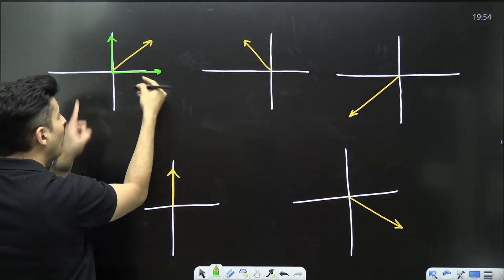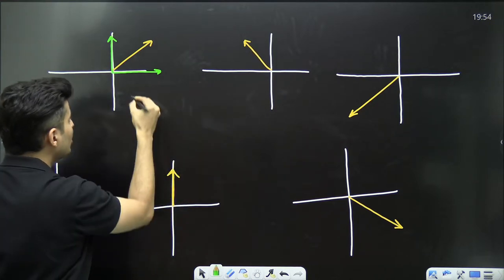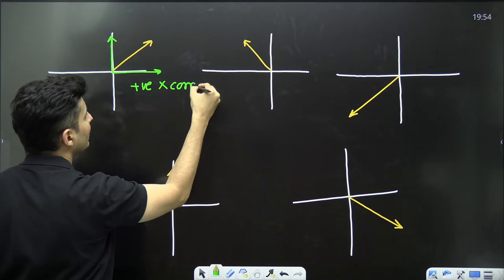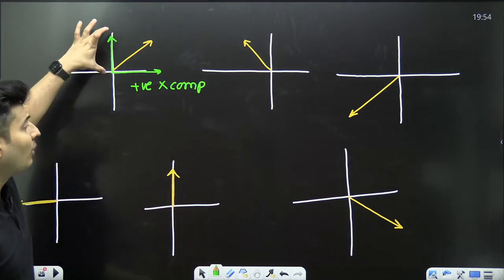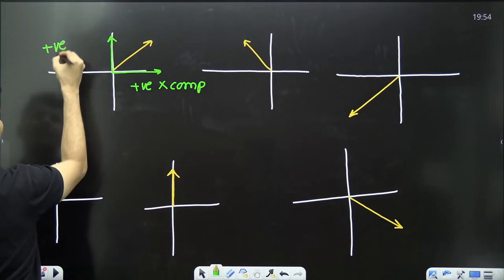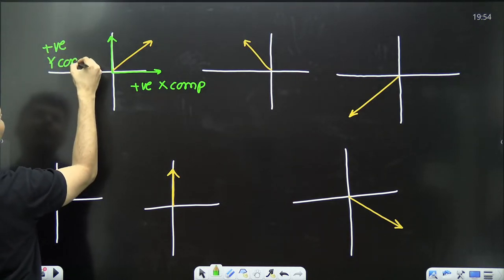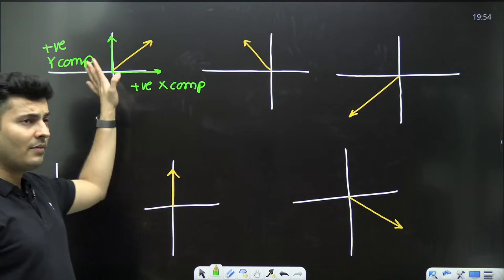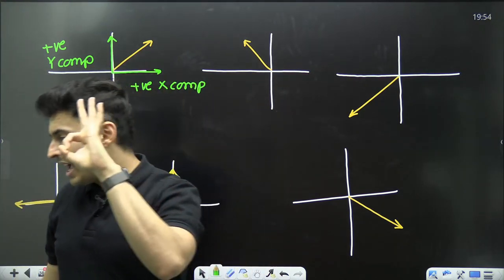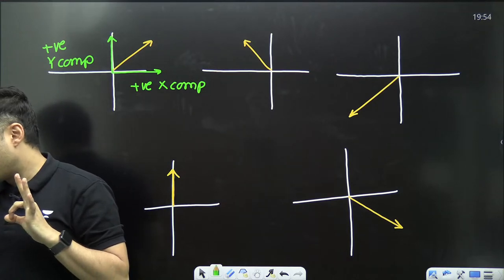So the x component is along positive x. So can I say positive x component? Positive x component. And the y component is also along positive y. So can I say positive y component, my dear warriors? Everybody with me? It's like coordinates, only positive x, positive y. As simple as that.